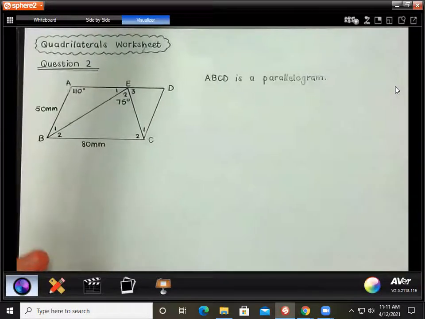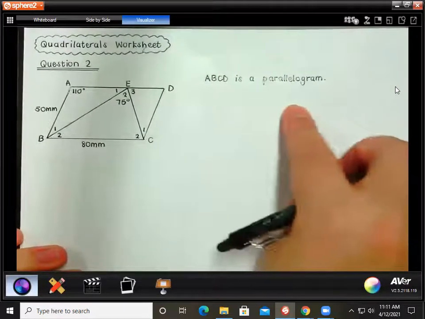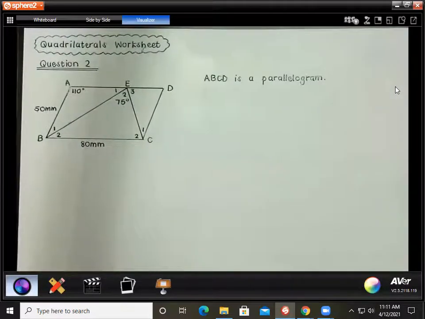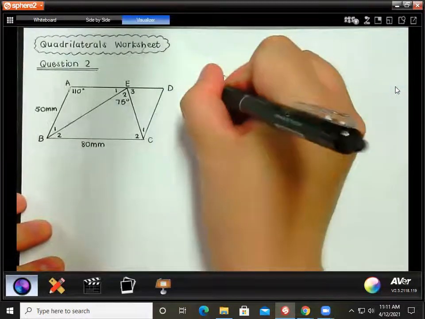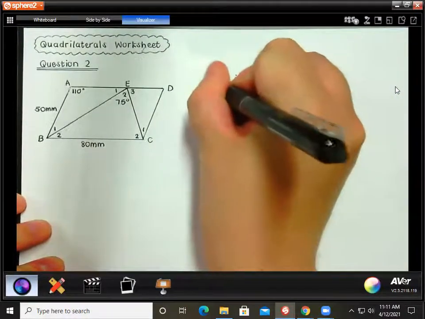All right. I do want you guys just to write that next to your picture because that is very important information. Okay, so please just write there that ABCD is a parallelogram. And then the first question, I'm just going to write that down.